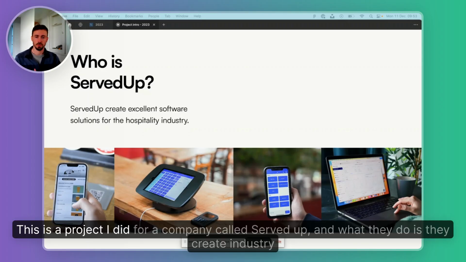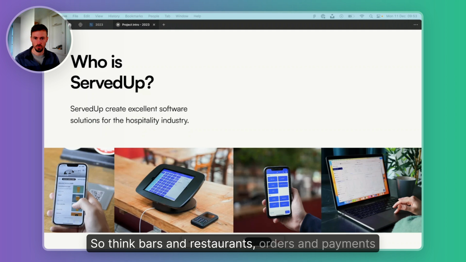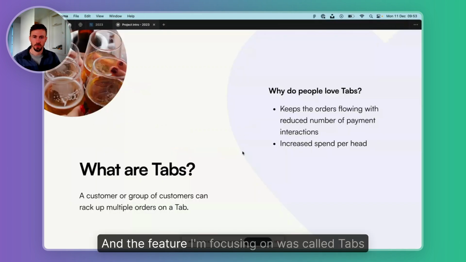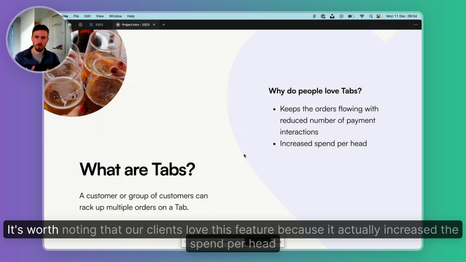This is a project I did for a company called Served Up, and what they do is they create industry standard hospitality software. So think bars and restaurants, orders and payments. And the feature I'm focusing on was called tabs. So like a bar tab, you stack up multiple orders and then pay in a lump sum at the end. It's worth noting that our clients loved this feature because it actually increased the spend per head.